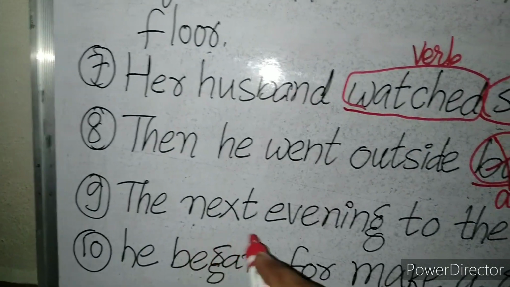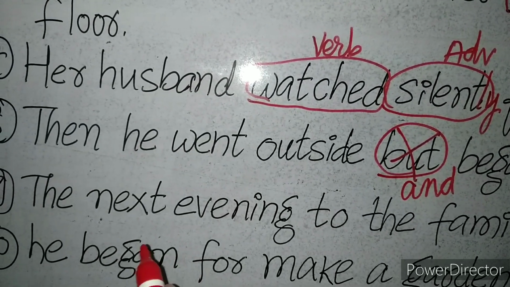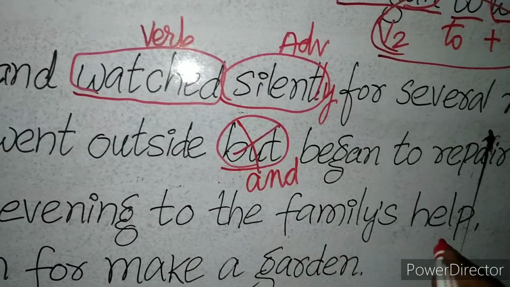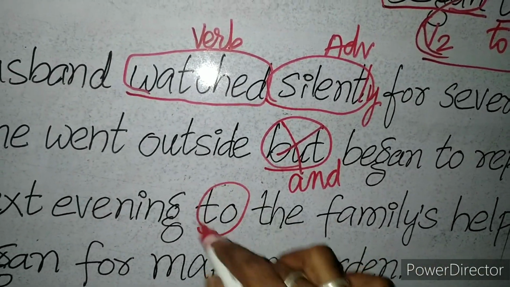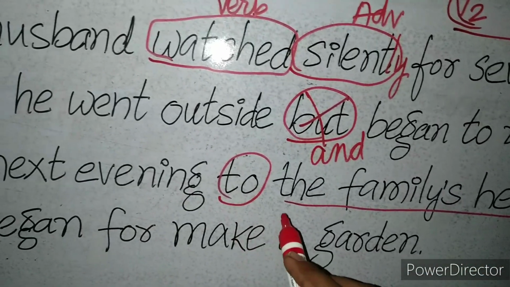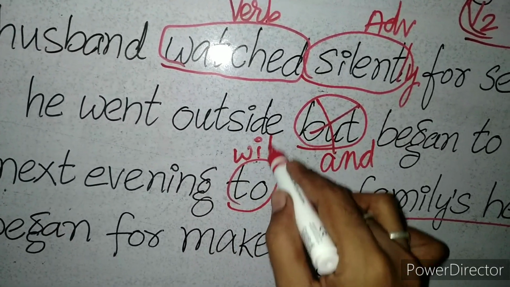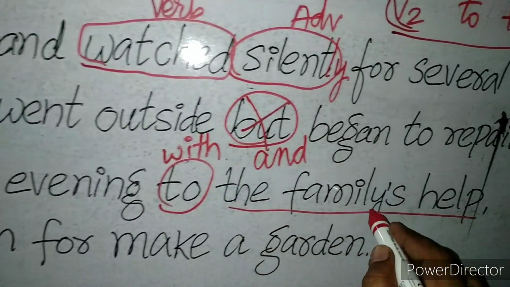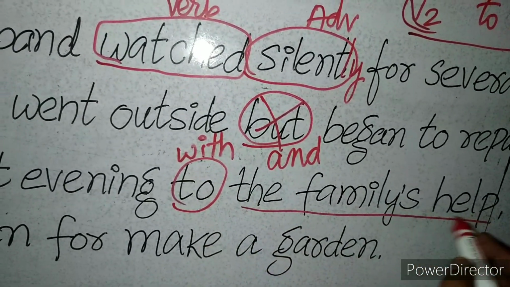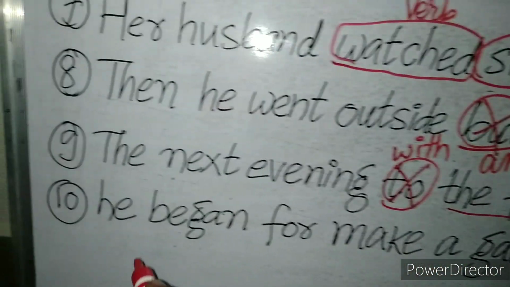Now the 9th one. The next evening to the family's help. Where can you find the mistake here? The next evening to the family's help. Here, to the family's help, it should not be correct. Here the answer is with the family's help. Remember, we can use with the family's help but not to the family's help. So here the answer is with. Now the 10th one.